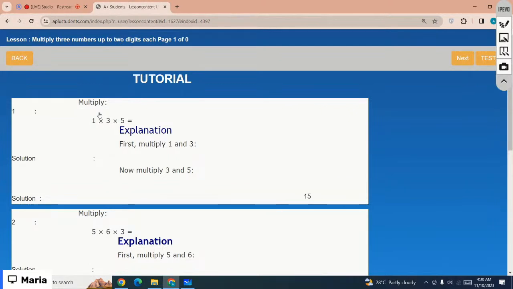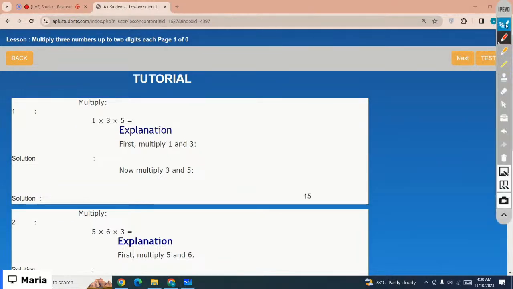Okay. So you have to multiply more than two numbers, right? So how do you multiply if you are given more than two numbers? Basically, when you are given more than two numbers to multiply, you can make a pair of numbers. Like you can do 1 times 3 first. 1 times 3 is 3, right?